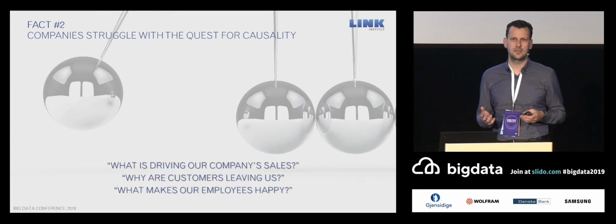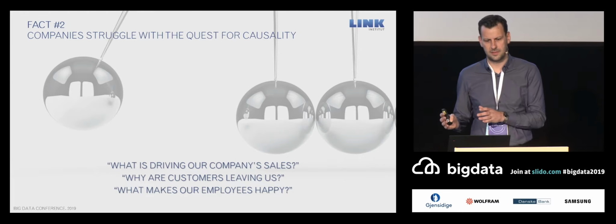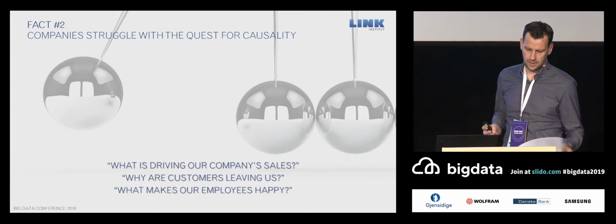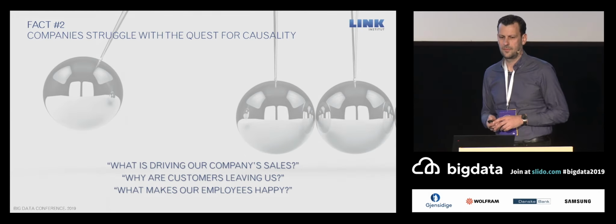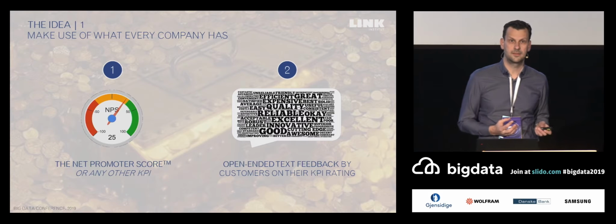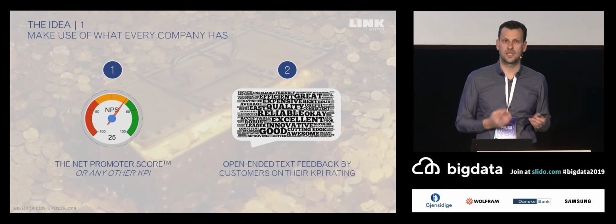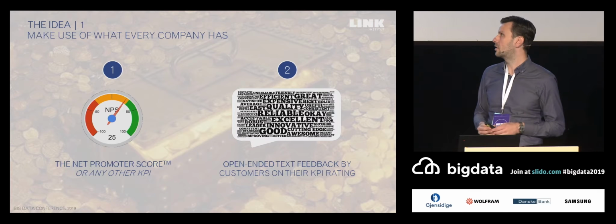Based on the fact that they're wasting a lot of insight in a lot of data, and on the other hand, that they still have the problem with these causality issues, we thought it would be good to build a solution based on machine learning algorithms that on the one hand makes use of what every company already has, which is the NPS score or any other KPI, can be customer satisfaction, can be willingness to purchase again, can be likelihood of revisiting the store or whatever.